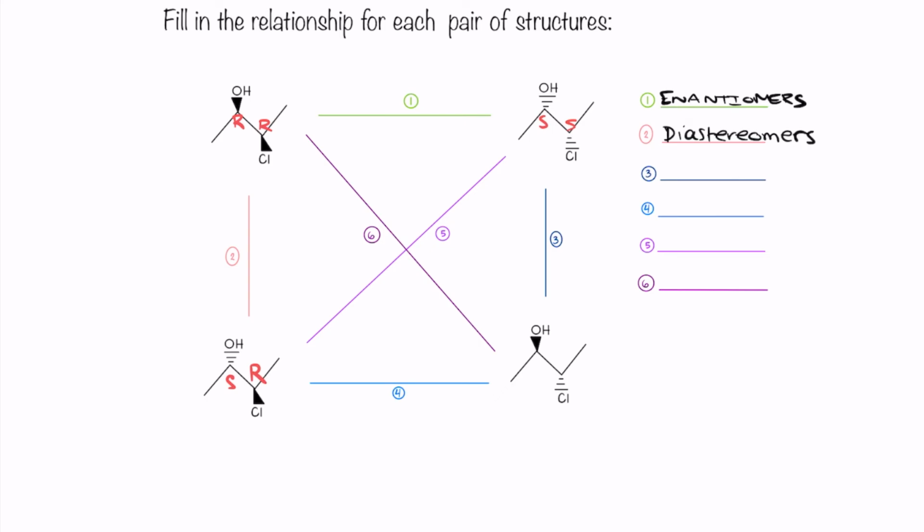On to example number 3. Here we have this chiral center stayed the same. So if it was S before, it's going to stay S now. And because this chiral center changed, it's going to turn from S to R. And so the relationship between these two guys over here is going to also be diastereomers.